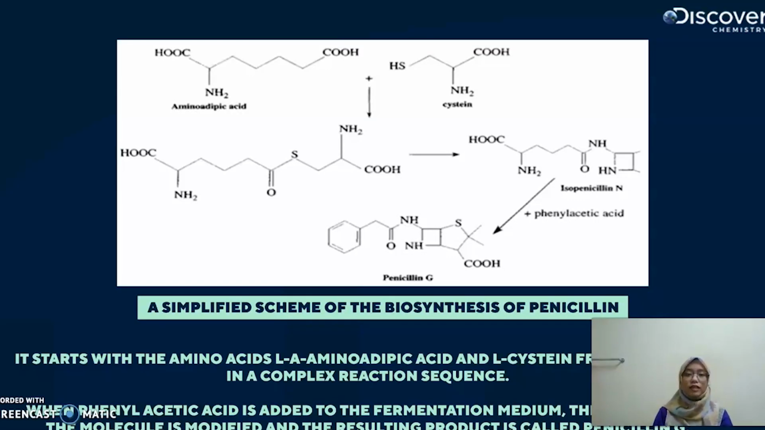This is the simplified scheme of the biosynthesis of penicillin. It starts with the amino acids L-alpha-aminoadipic acid and L-cysteine, and penicillin forms in a complex reaction sequence. When phenylacetic acid is added to the fermentation medium, the side chain of the molecule is modified and the resulting product is called penicillin G.